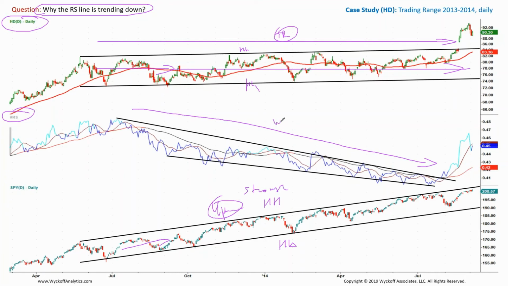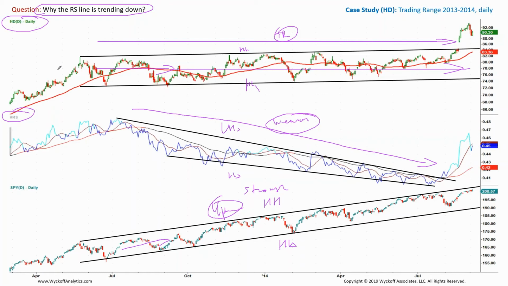Therefore, the stock is weaker, and the relative strength trend is going to be shown as lower highs, lower lows, despite the price being in consolidation for the stock. It's not about the structure of the price that defines the relative strength of the stock. It's the structure of the price of the stock relative to the price structure of the market proxy, in this case, SPY.